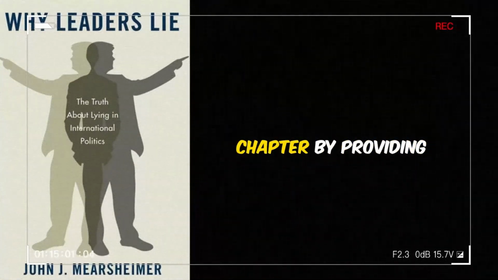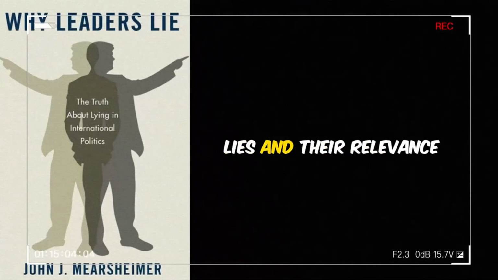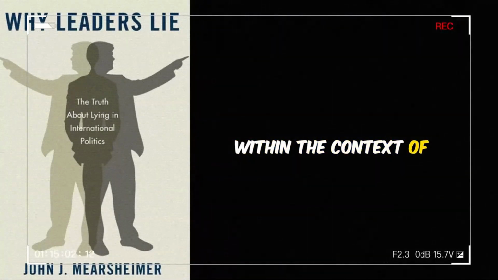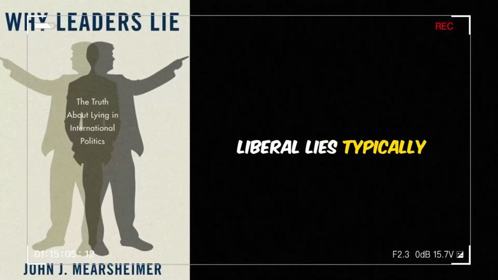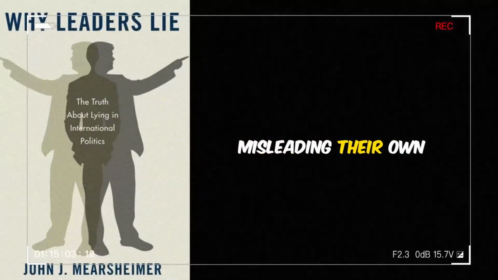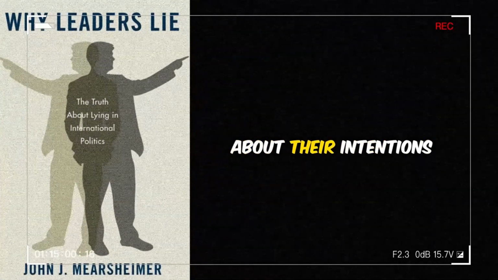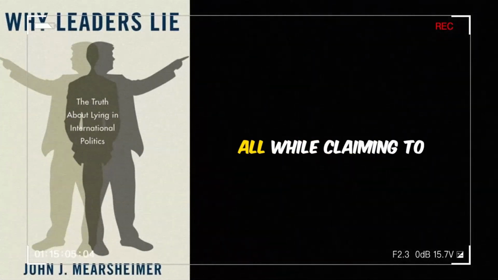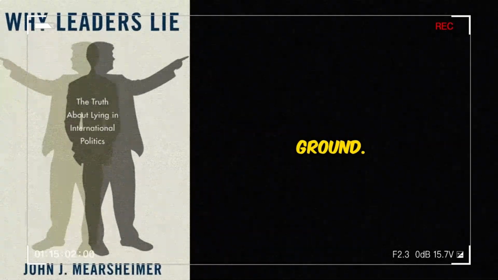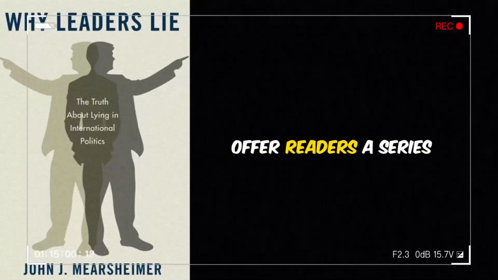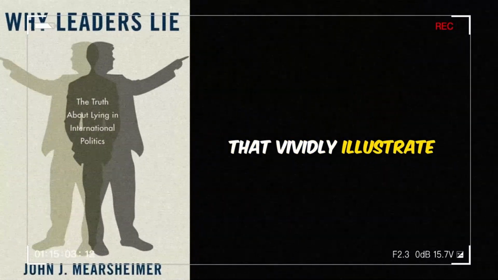Mearsheimer opens the chapter by providing a clear and insightful definition of liberal lies and their relevance within the context of international relations. He emphasizes that liberal lies typically revolve around leaders misleading their own populations or other nations about their intentions or actions, all while claiming to uphold moral principles or the moral high ground. The chapter proceeds to offer readers a series of illuminating historical case studies that vividly illustrate the use of liberal lies.